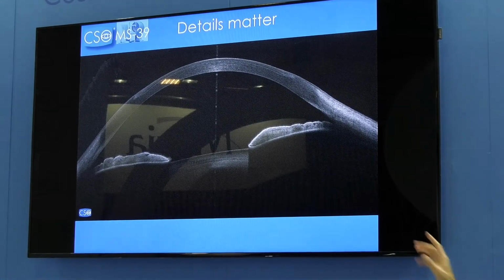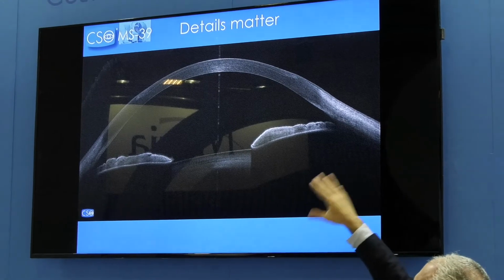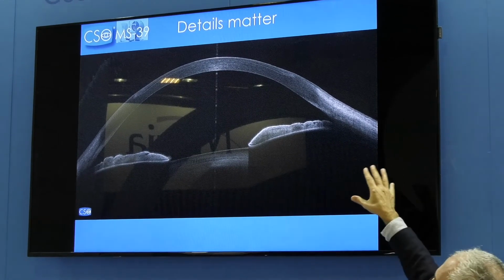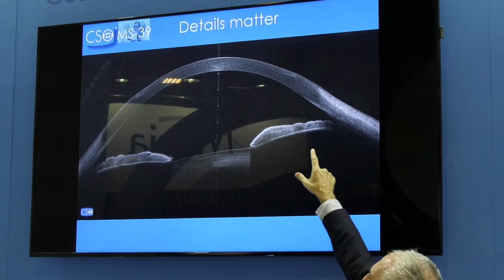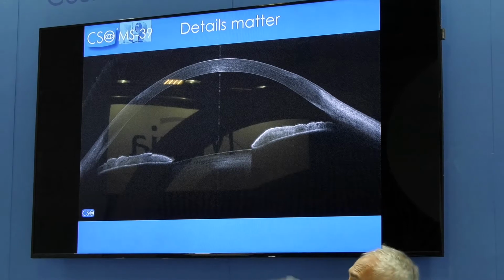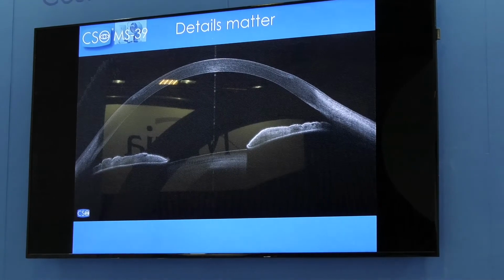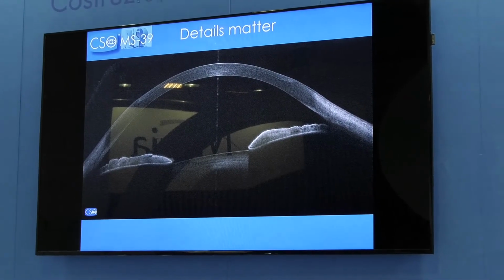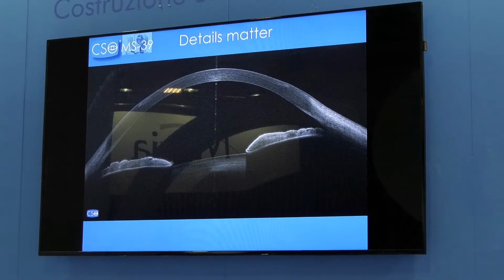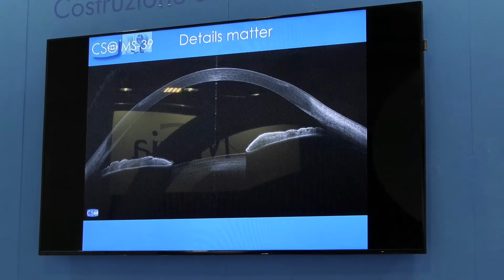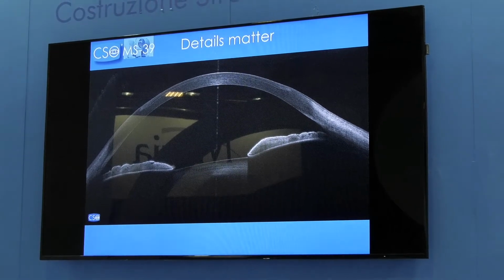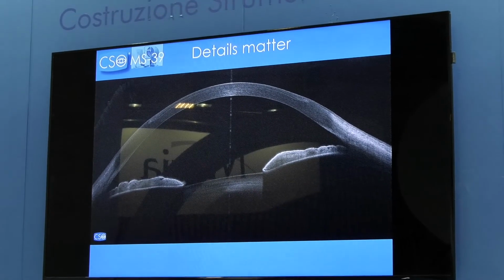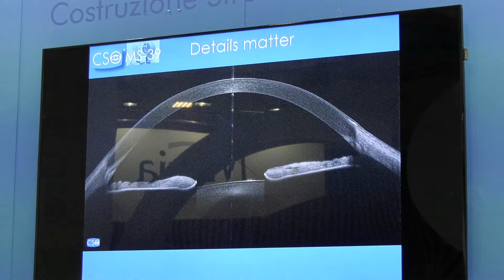This is still LASIK, hyperopic of course, and we can see the shape very well. It's interesting how clearly we can see the thickness of the epithelium in that area that is filling the increased depth at the margin of the treatment.